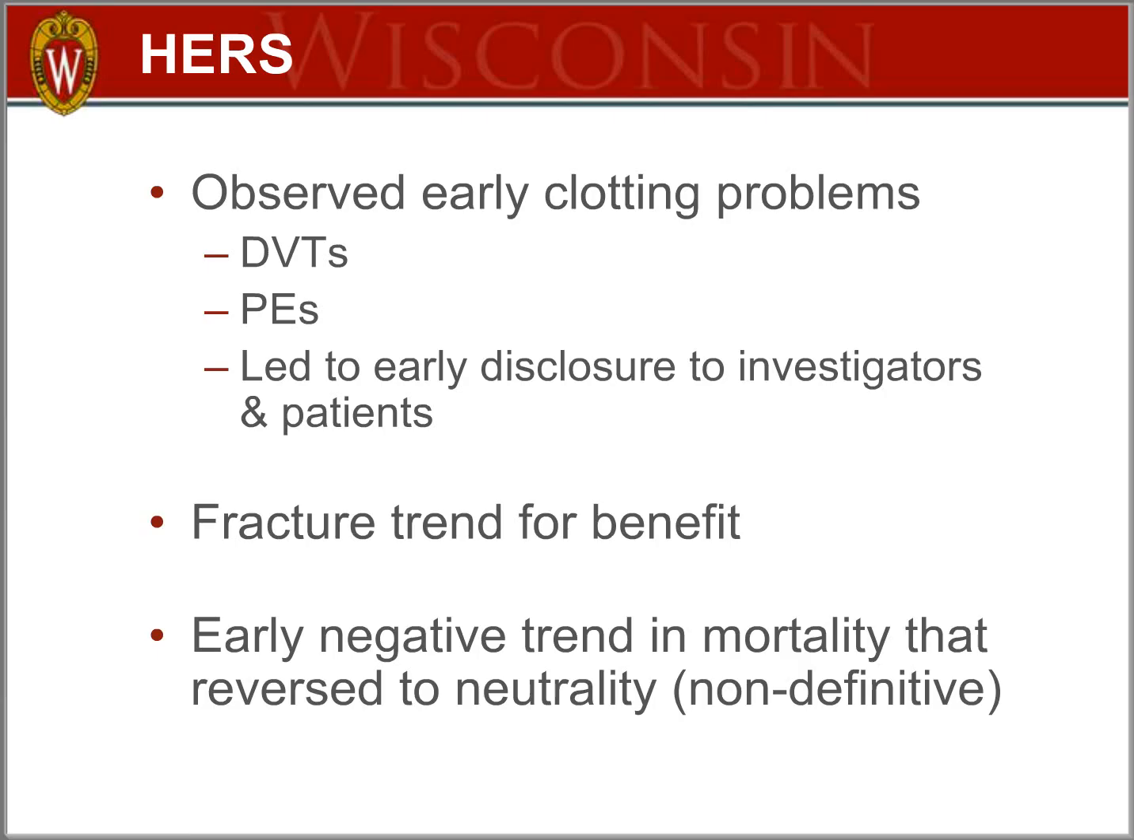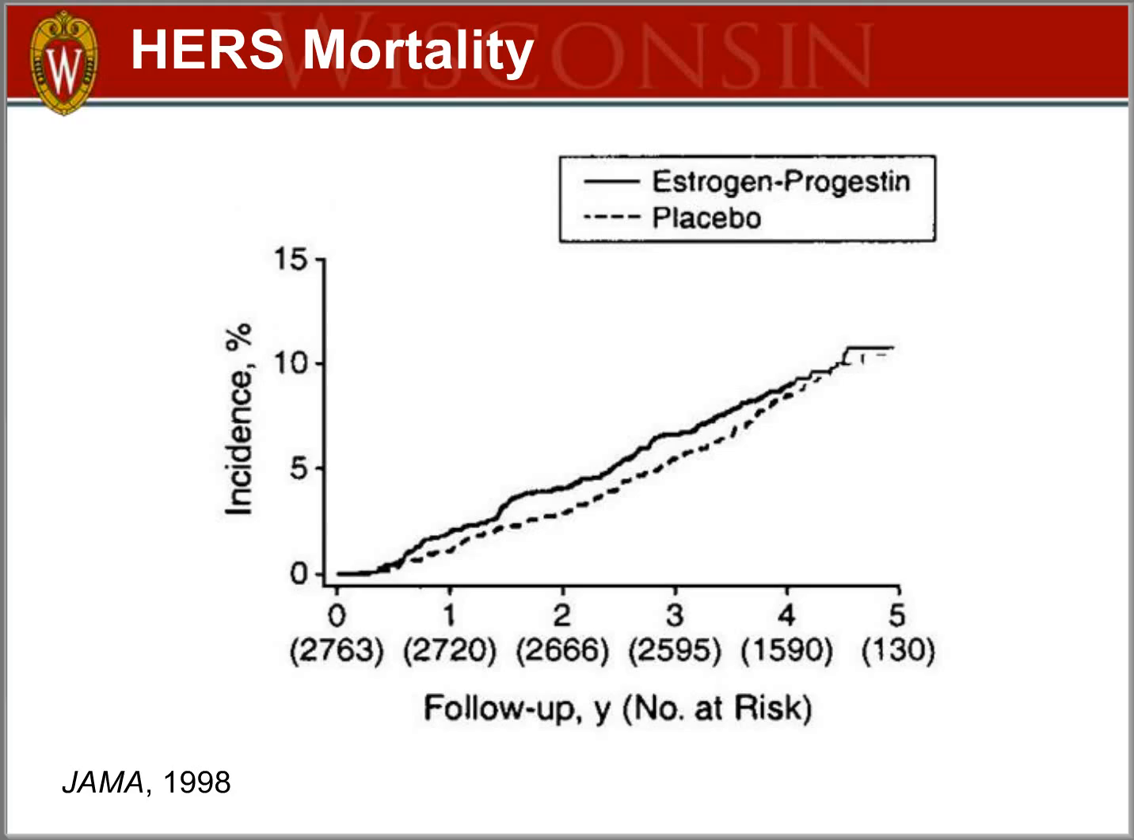But on the cardiovascular side, there actually was an early negative trend in mortality, suggesting harm, but as the trial went on, it eventually reversed to neutrality, and the result was in some sense not definitive. Here I've shown you the mortality results in HERS over the period of time of the study, and you can see the early negative trend as a higher incidence of mortality, but it converges as the trial continues in its 5th year.